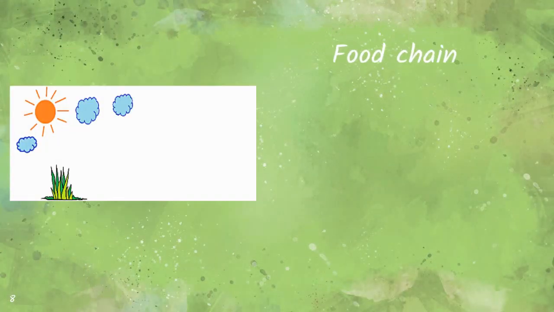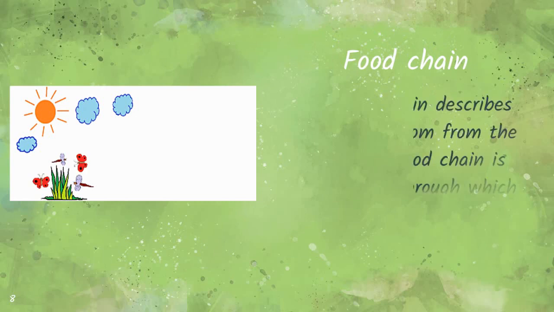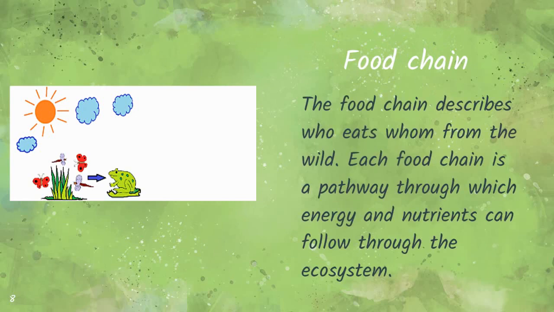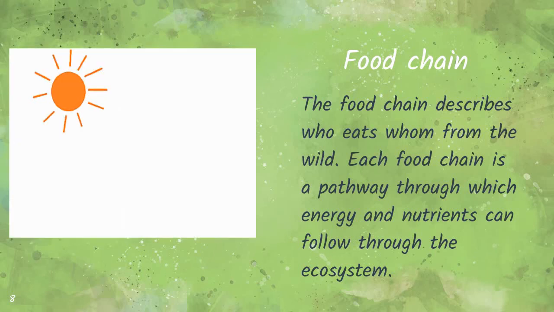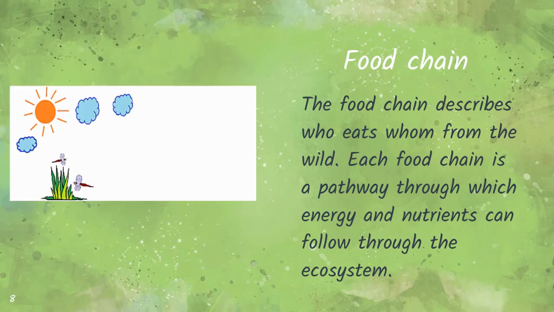The food chain describes who eats whom in the wild. Every living thing on this earth, from an algae to a big whale, needs food to survive. Each food chain is a possible pathway to transfer energy and nutrients through the ecosystem.